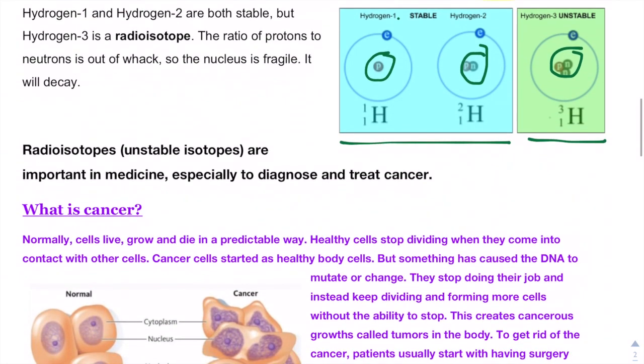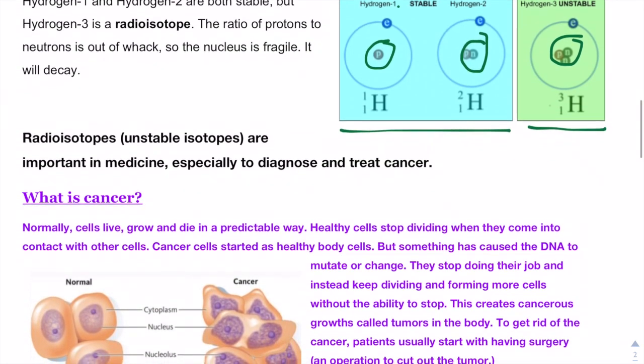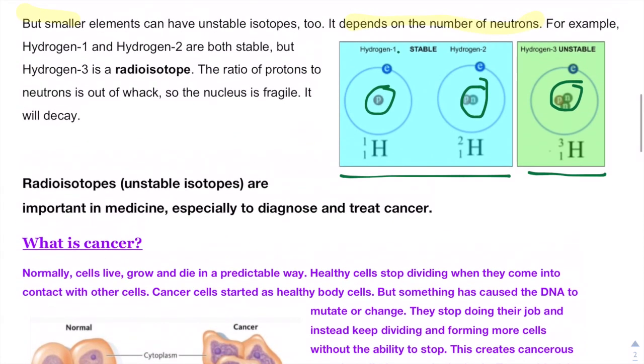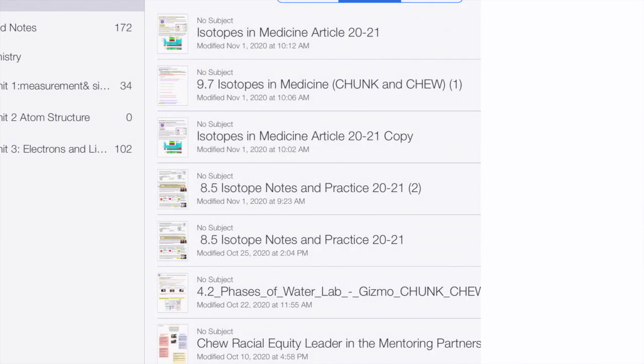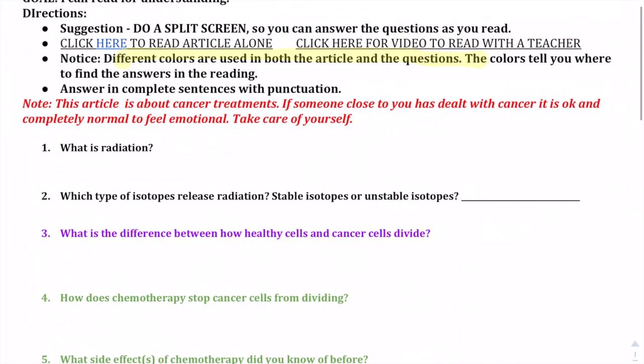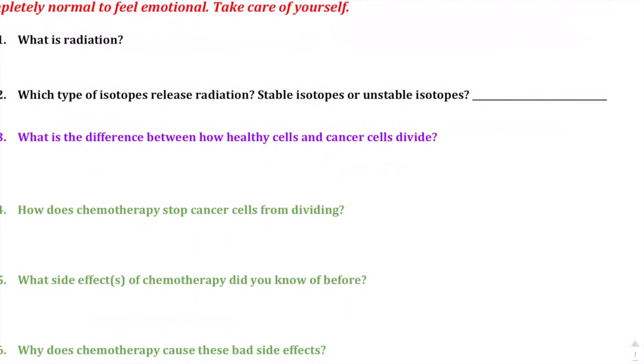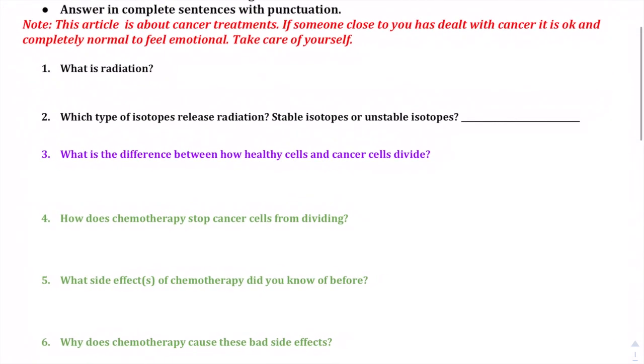All right, that's where the black typing ends. So you might pause here and go and answer those 2 questions. I'm going to go back and read the next question that's in purple before we read about it. So number 3, what is the difference between how healthy cells and cancer cells divide?